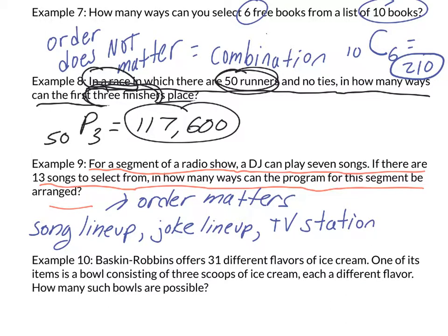Order matters. So if you play the love song first, they consider that a totally different arrangement, a totally different outcome as if you play it 7th. So order matters, which means it's going to be a permutation or nPr button question.